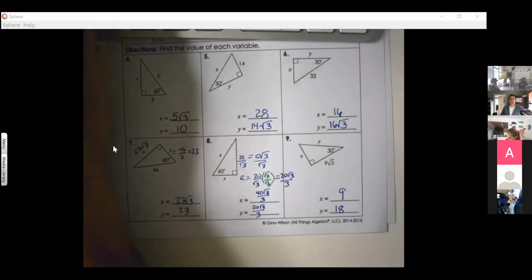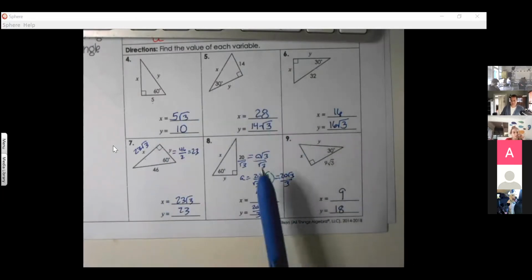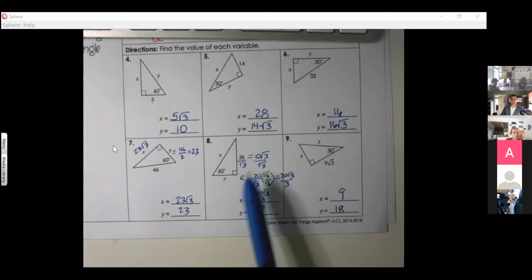All right, what's your confidence in 30, 60, 90s? 5, I can do all of these really easily. 3, I think I can use the notes and do most of them. This part might throw me a curveball, but I think I can generally do it. 1, there's no way I can do this. It's got radicals on it.